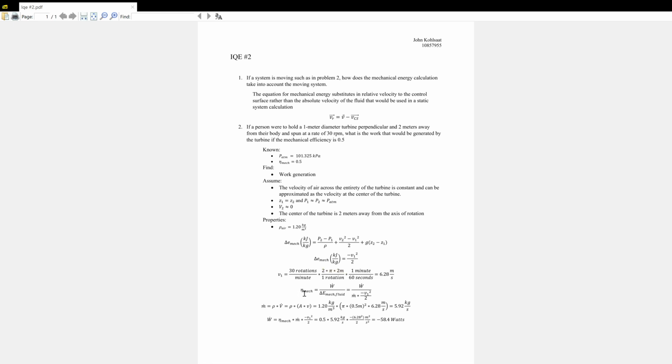We are then going to use the mechanical efficiency equation, plugging in our delta E mechanical equation from up here and multiplying by the mass flow rate. And then we have to find the mass flow rate, which is given, to get 5.92 kilograms per second. And to finally get a work generation per unit of time as negative 58.4 watts or joules per second.